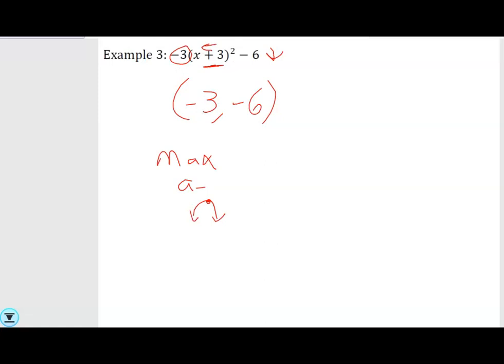Right, so at this point you can stop the video and move on, and we're going to talk about how to create an equation given 3 points to make a quadratic.